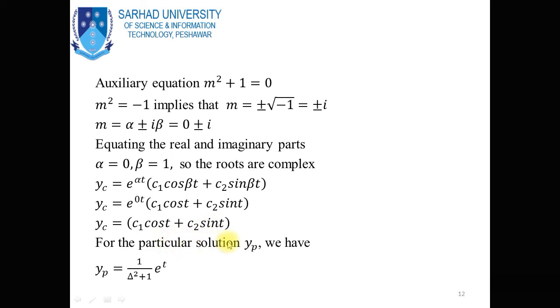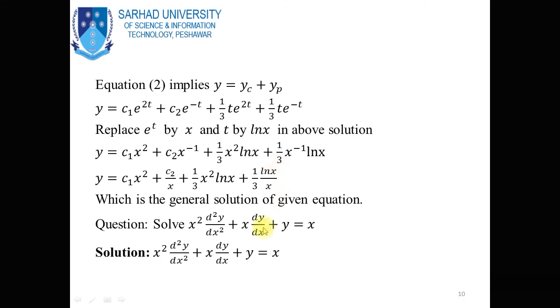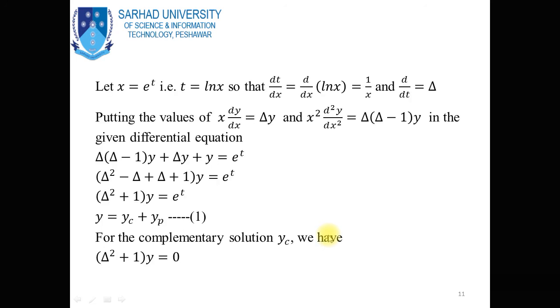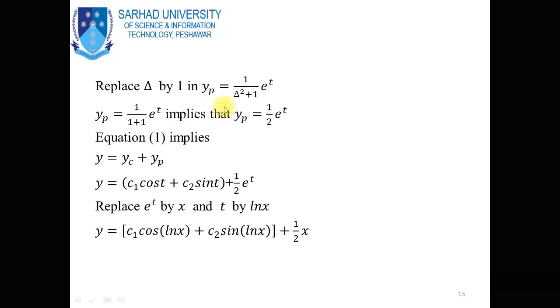Now for the particular solution yp, we have yp is equal to the inverse operator 1/(del^2 plus 1) upon e^t. e^t is the given function on the right hand side of the given differential equation. You see, in the given differential equation actually we have x, but by substitution this x is equal to e^t. So the inverse operator acts upon e^t for the particular solution. Now replace del by 1, and we obtain the particular solution 1/(1 plus 1) e^t, which implies 1/2 e^t.